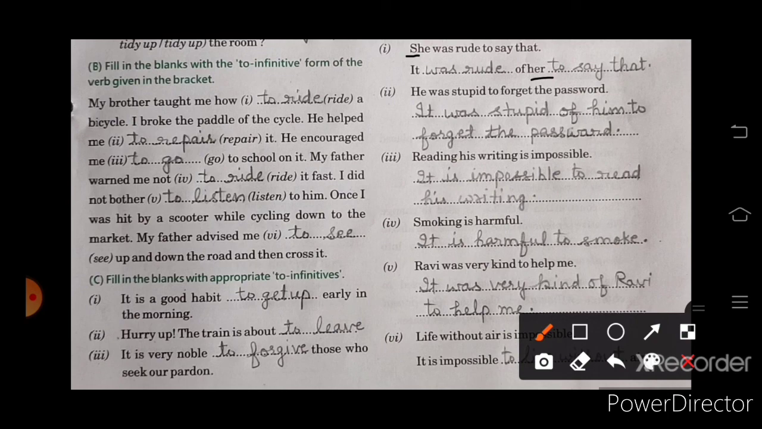He was stupid to forget the password. It was stupid of him. He is here to forget the password. Reading his writing is impossible. It is impossible to read his writing. Smoking is harmful. It is harmful to smoke. Ravi was very kind to help me. It was very kind of Ravi to help me.